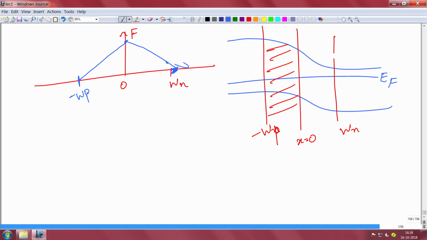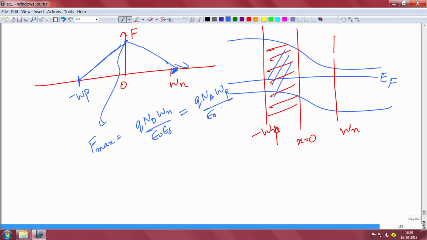So, this peak value of field, from the previous solution, is q Nd Wn by epsilon naught epsilon s. If you solve the p side, you also get the same value, which will be q Na Wp by epsilon naught epsilon s.